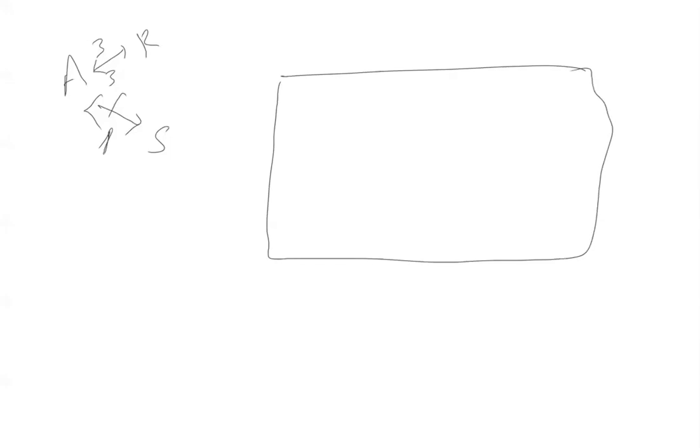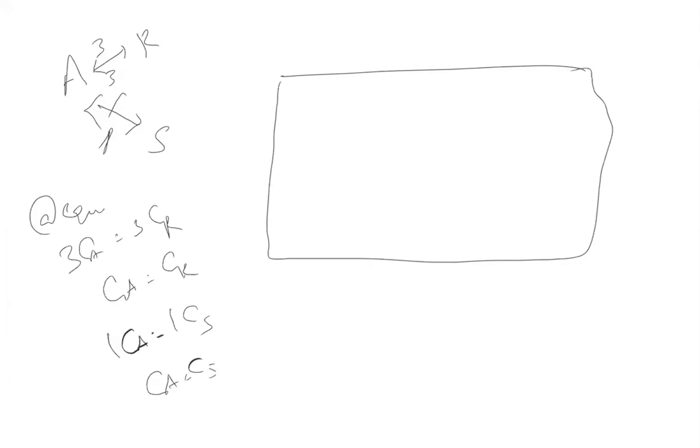So what happens here? If you see what is equilibrium, at the rate of equilibrium, 3Ca is equal to 3Cr. That means Ca is equal to Cr. And 1 Ca equal to 1 Cs, so Ca equal to Cs. So at equilibrium, Ca, Cs, Cr should be equal. So this is how A decreases.